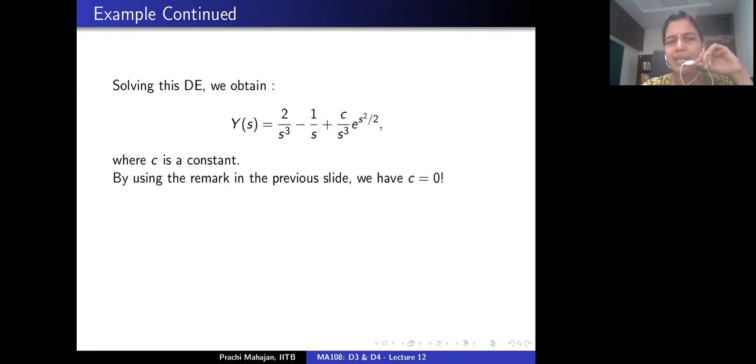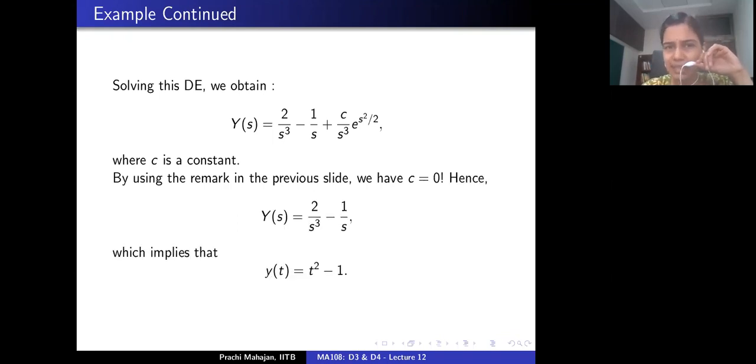So fortunately, in this case, it turns out that the Laplace transform of the solution is just 2 by s cube minus 1 by s. One can take the inverse Laplace transform and write down the solution y of the initial value problem as t square minus 1. So it just worked out fortunately in this example. Is that okay?